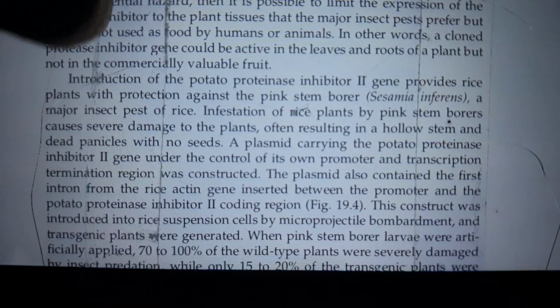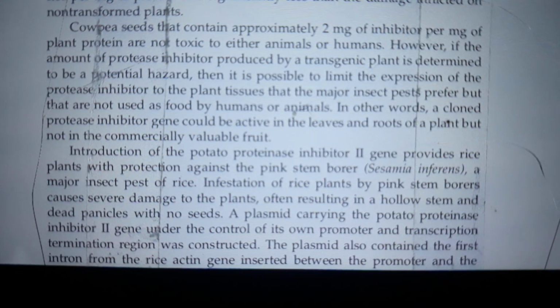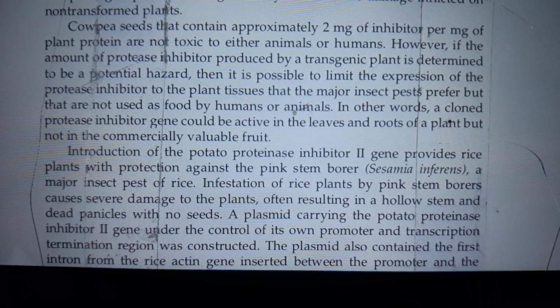Cowpea seeds that contain approximately 2 milligrams of inhibitor per milligram of plant protein are non-toxic to either animals or humans. However, if the amount of protease inhibitor produced by a transgenic plant is determined to be a potential hazard, then it is possible to limit the expression of the protease inhibitor to the plant tissues that the major insect pests prefer but that are not used as food by humans or animals. In other words, a cloned protease inhibitor gene could be active in the leaves and roots of a plant, but not in the commercially valuable fruit.